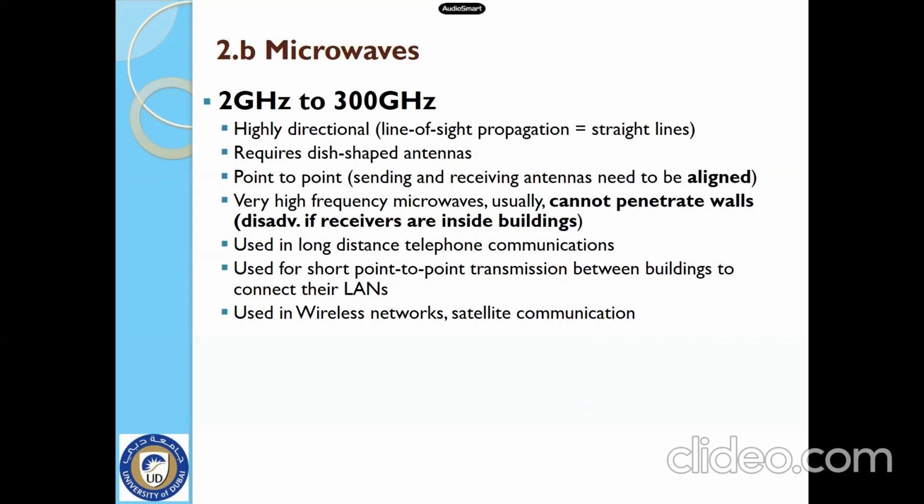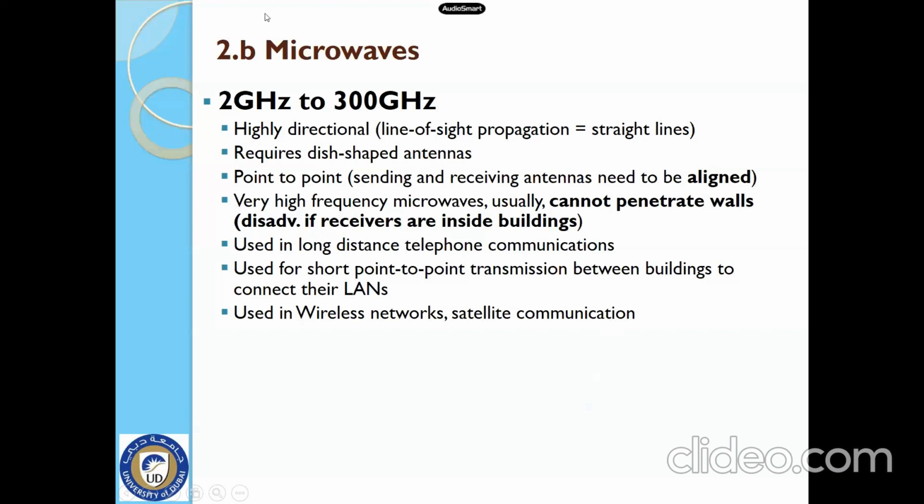It's very high frequency, but it cannot penetrate walls. That's a disadvantage if the receiver is inside the building. That's why, if you remember back in the day, the dish antennas had to be outside the building just to receive the signal from the satellite. It is used in long distance telephone communications and satellite TV, and for short point-to-point transmission between buildings to connect their LANs. That's kind of not applicable anymore. It's widely used in wireless networks and satellite communication.